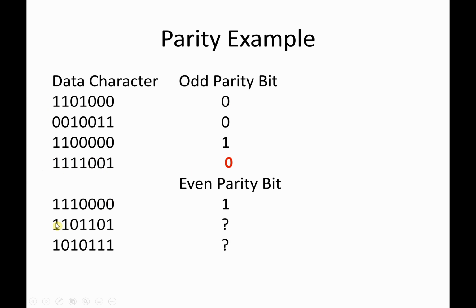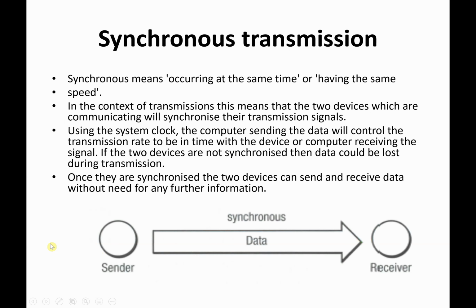Now we're using even parity, so 1, 2, 3, 4, 5. That would have to be a 1 to make it even. And then do the same here: 1, 2, 3, 4, 5. So it looks like it's another 1 there. The parity bit would normally go in that position there.